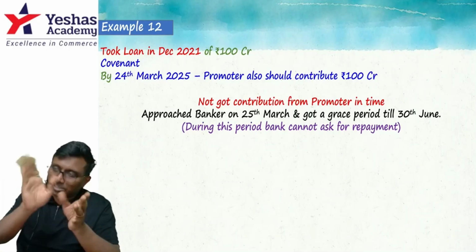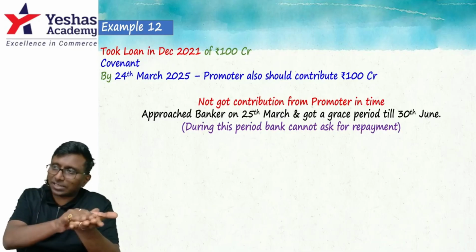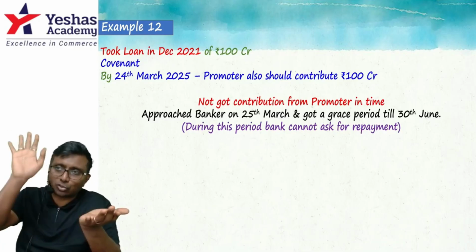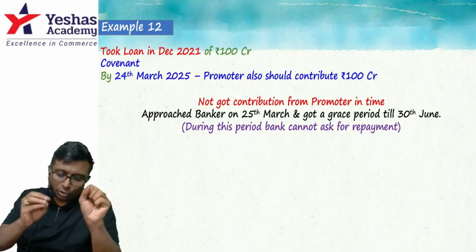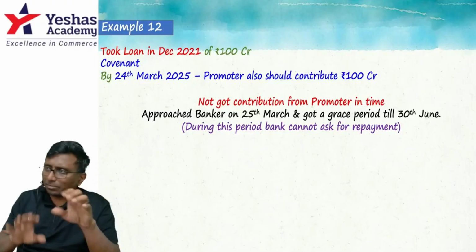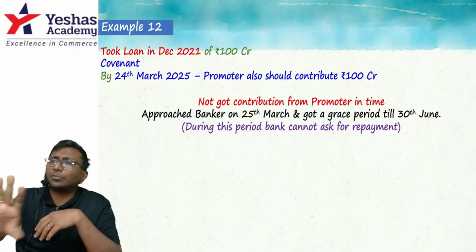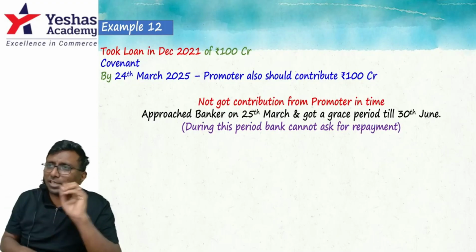Banker will not, he has got a right on 24th only, but he said, okay, 24th I will not ask, 30th June I will ask. Agree or not? Yes. That is the meaning, na? Understood. During this period, banker cannot ask for removal. Yes, I only gave the grace period, so I will not come to you for this 3 months, whatever is the time, I will not come.